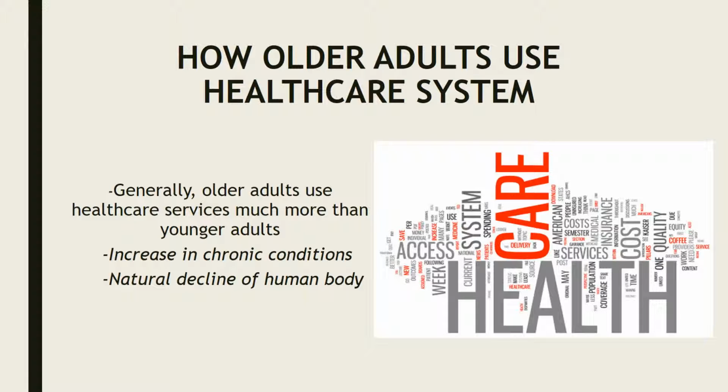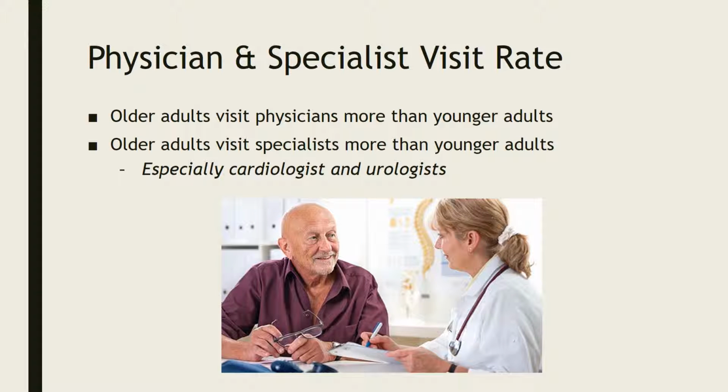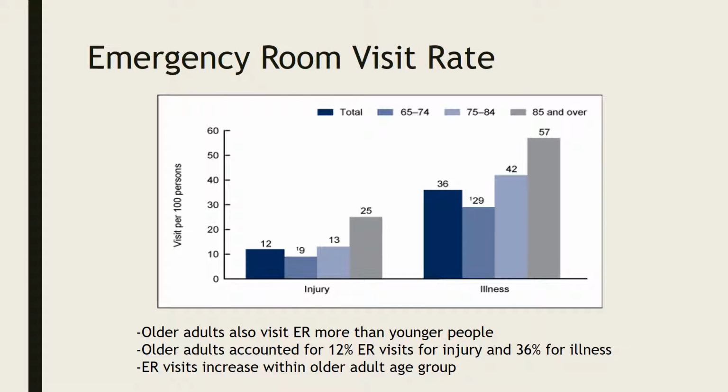So generally, older adults use healthcare services much more than younger adults, and this is mainly due to an increase in chronic conditions and the natural decline of the human body. Older adults visit their primary care physicians much more than younger adults, and they also visit specialists a lot more, especially cardiologists and urologists. Older adults also visit the emergency room more than younger people.